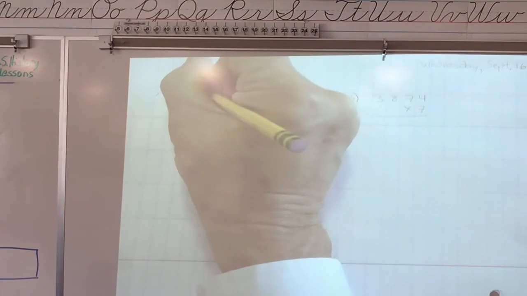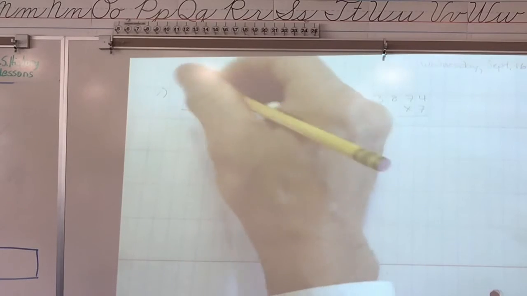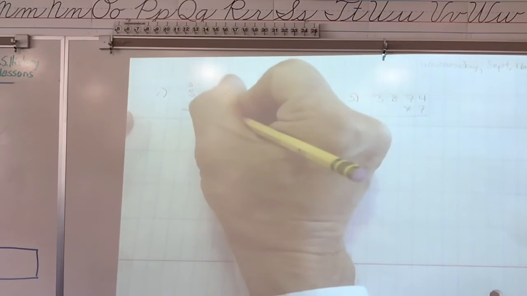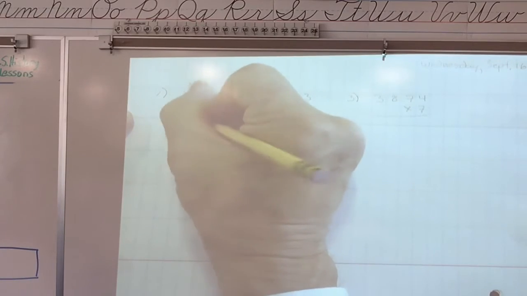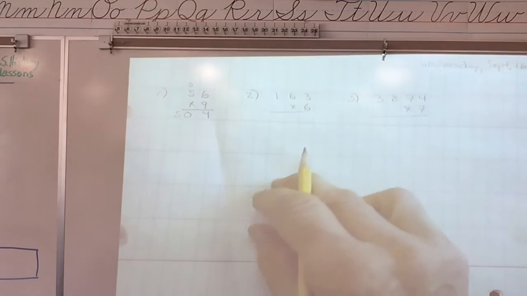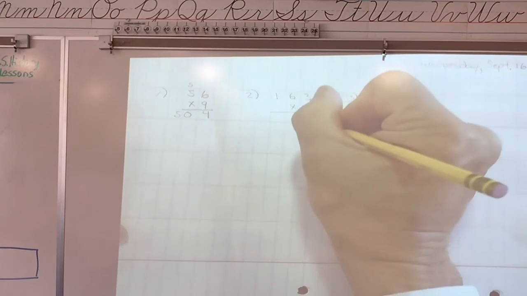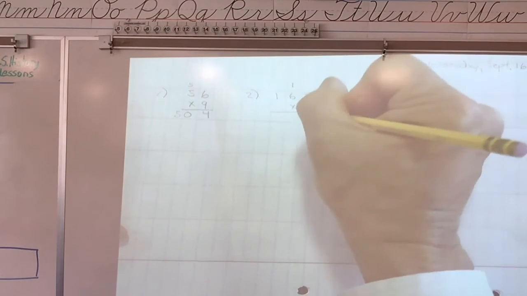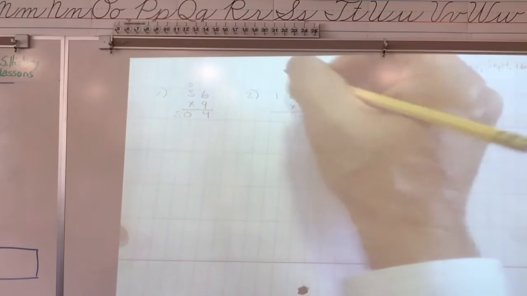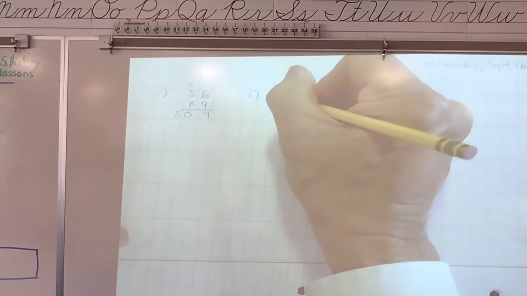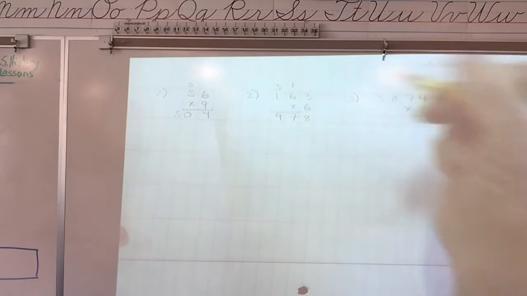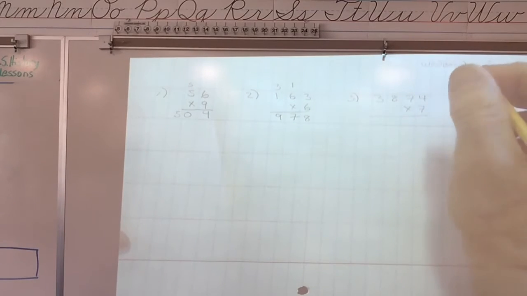6 times 9 is 54. Put the 5 tens over there. 5 times 9 is 45, plus 5 is 50. So the answer is 504. Number 2: 3 times 6 is 18. 6 times 6 is 36, plus 1 is 37. 6 times 1 is 6, plus 3 is 9. The answer is 978.